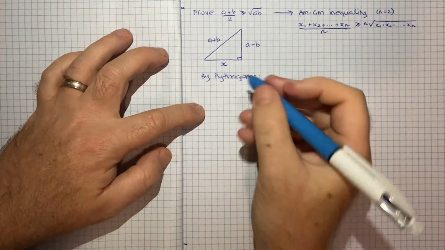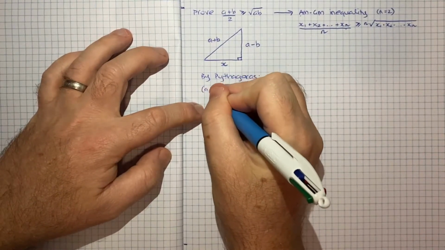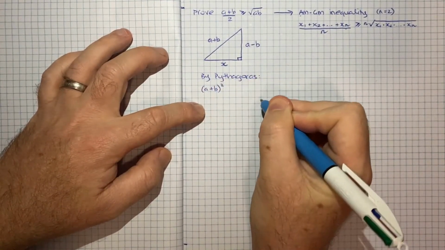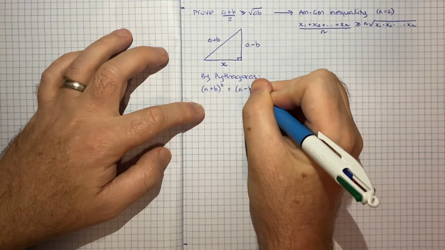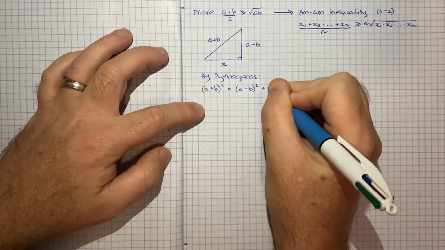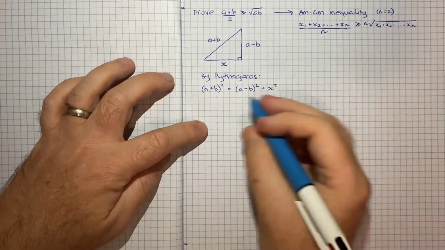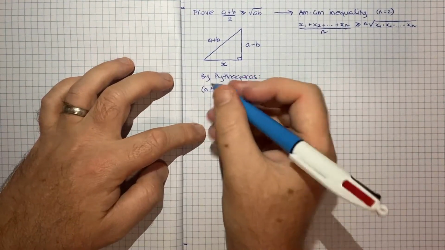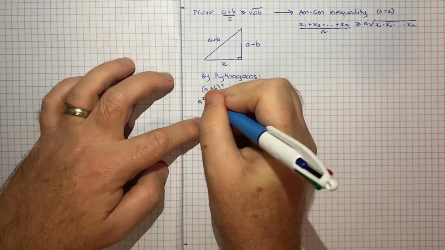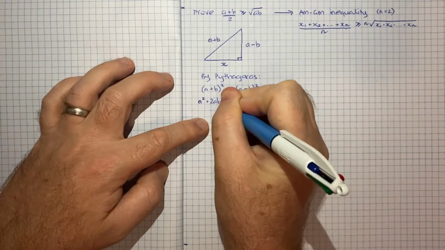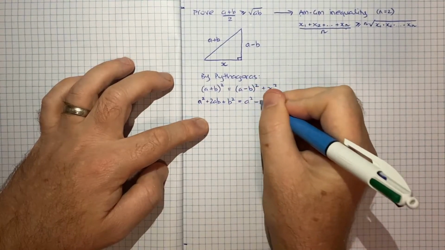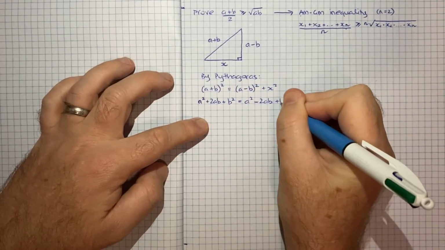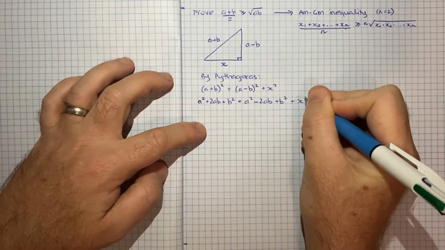what we can say is that the hypotenuse squared, a plus b squared, will be equal to the sum of the squares of the other sides. So a minus b squared plus x squared. So we'll just expand both sides. We'll have the first one squared plus twice the product plus the last one squared equals the first one squared minus twice the product plus the last one squared plus x squared.